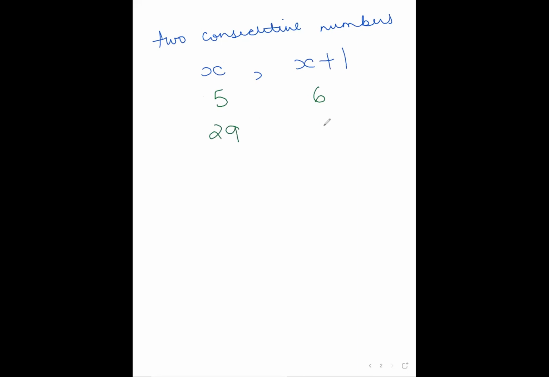29, 30, 34, 35. Got it? So this is the meaning of two consecutive integers or two consecutive numbers.